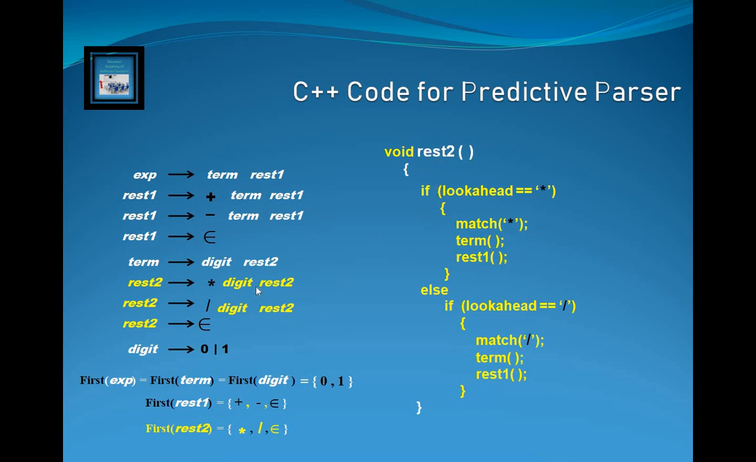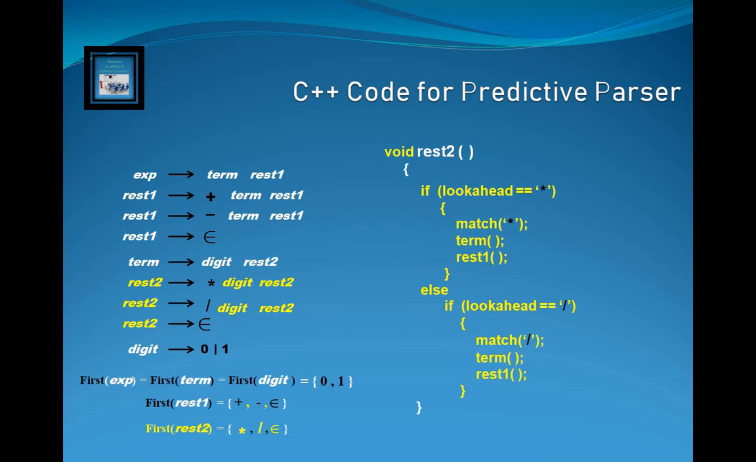Similarly, as we have seen earlier the code for rest1, the code for rest2 works similarly. First of all we see that first of rest2 has three things. It can start from star, or it can start from slash, meaning division, or it also has epsilon, which shows that rest2 has the epsilon production. So it's just a reminder to you that while writing code for this function, you should not write report syntax error.